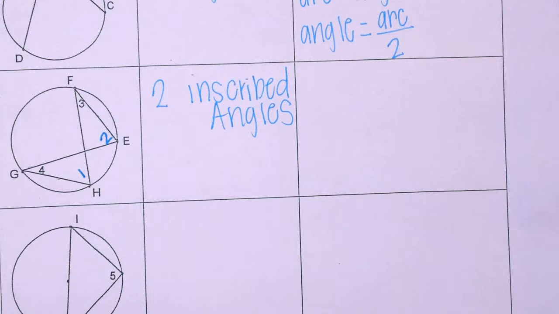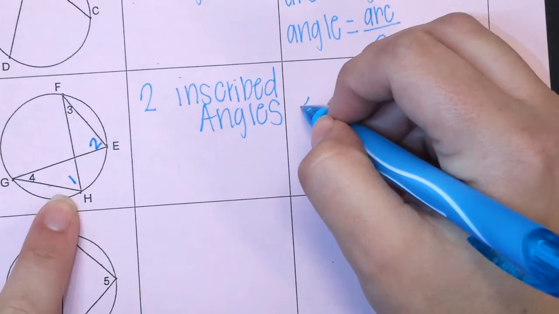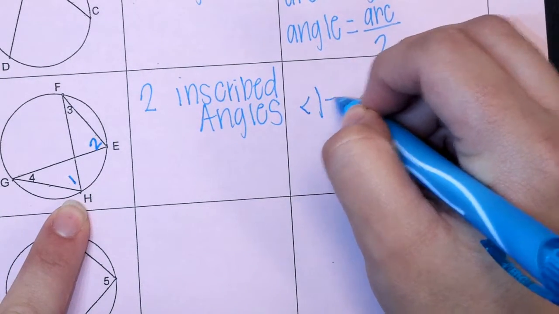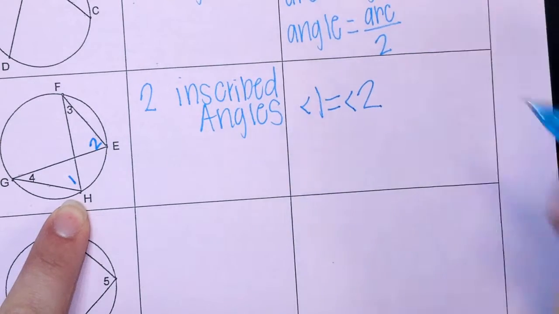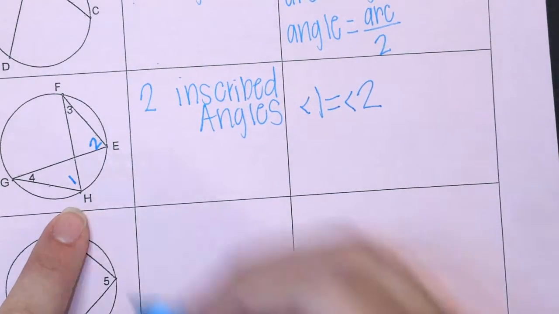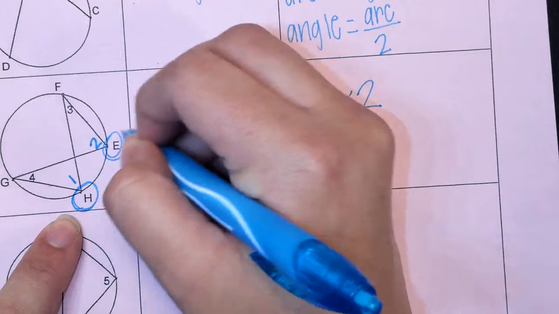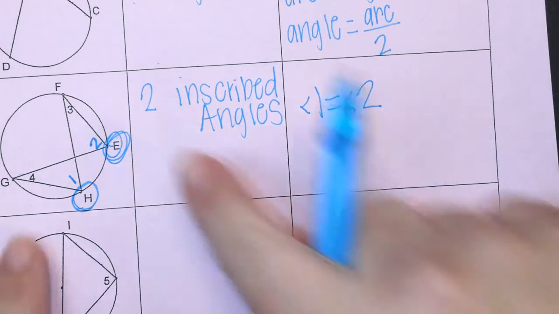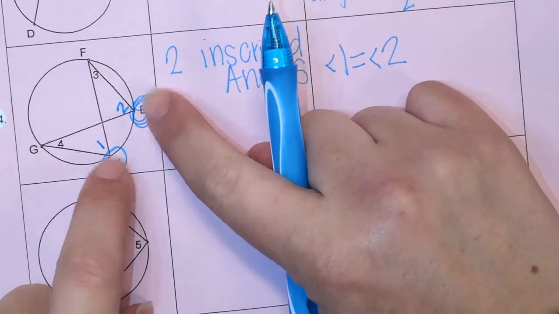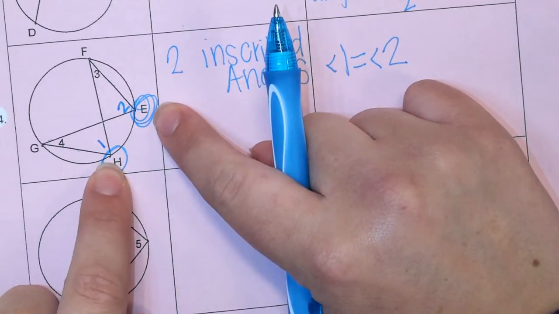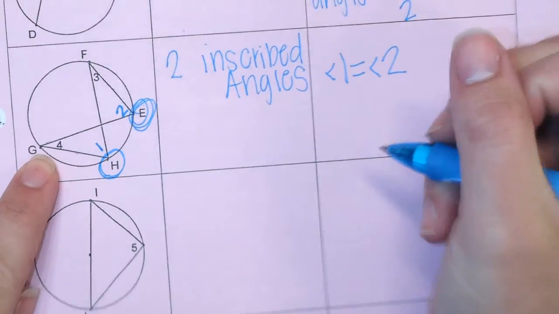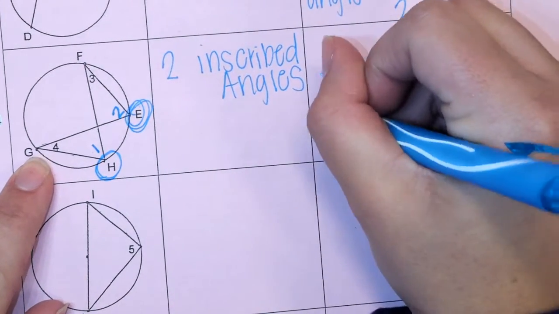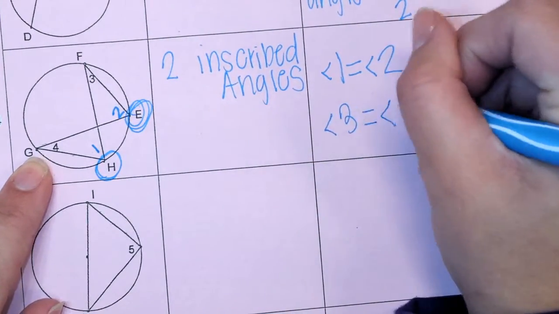So we have 4 angles. We have 1, 2, 3, and 4. Angle 1 is going to be equal to angle 2. So whatever this angle is right here, it's the same as this angle. Okay, because they're in opposite triangles and they're on the same side. Opposite triangles, same side. 1 and 2 are congruent. And what do you think about 3 and 4? They're also congruent, right. So 3 is going to be the same as 4.